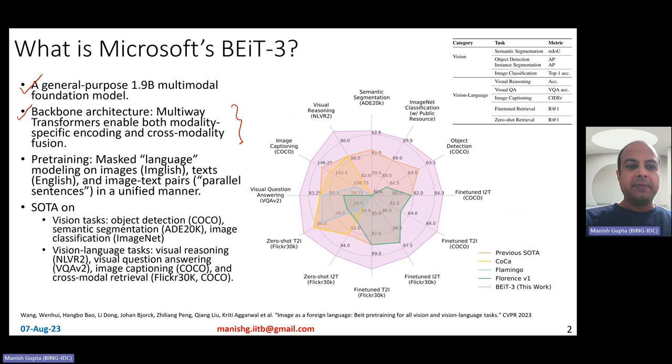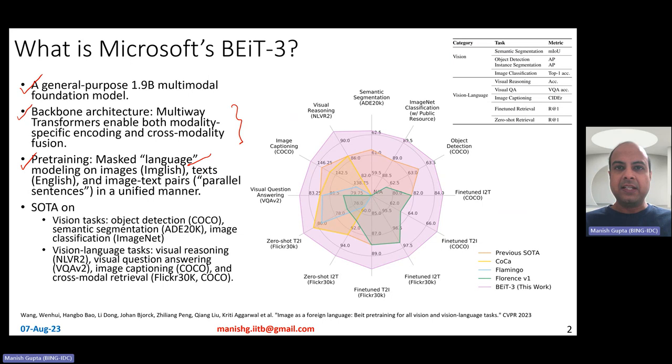The second interesting thing about this model is that it is pre-trained using a simple masked language modeling objective function. They do masked language modeling on both images as well as text. In fact, they call it like English, in the sense, masked language modeling on images. So you can mask out some blocks of images or tokens in text or essentially both.